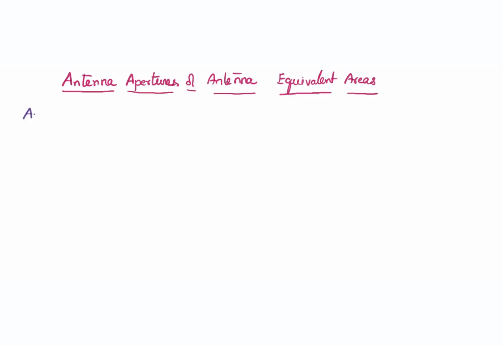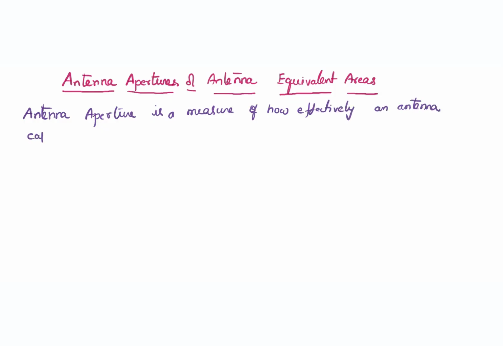Hello students, welcome to the concept of antenna apertures or antenna equivalent areas. Antenna aperture is a measure of how effectively an antenna captures, means receives or radiates electromagnetic energy.